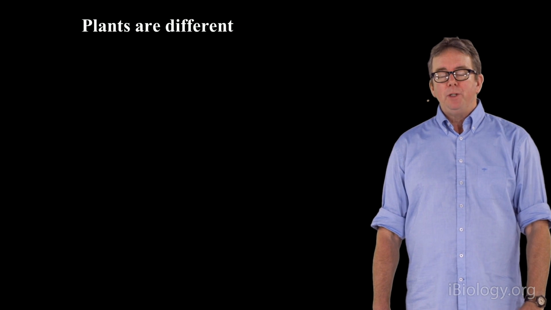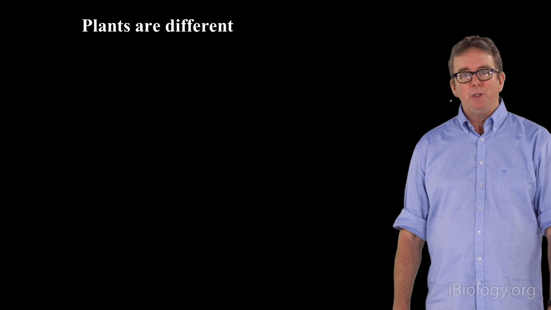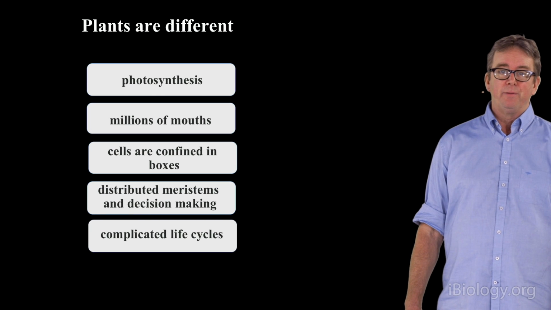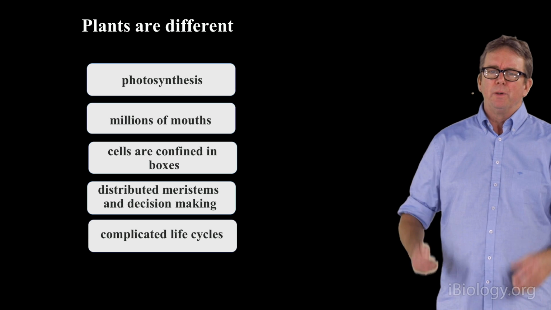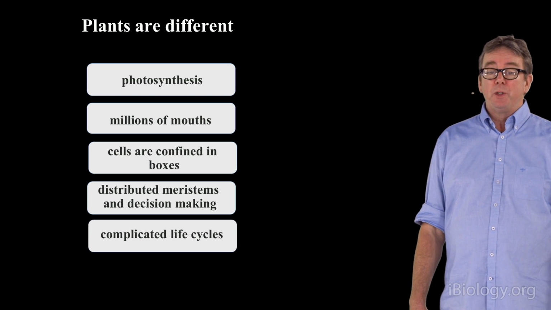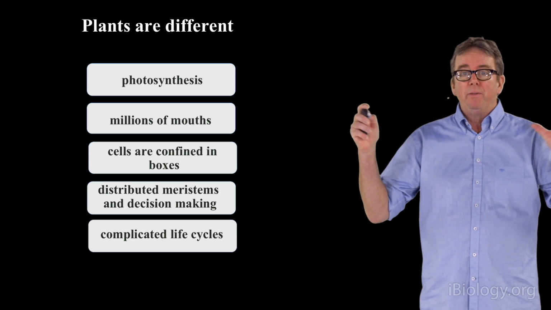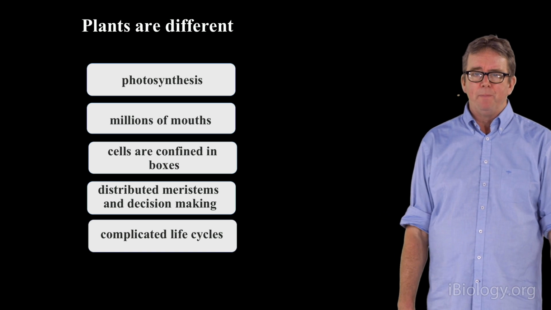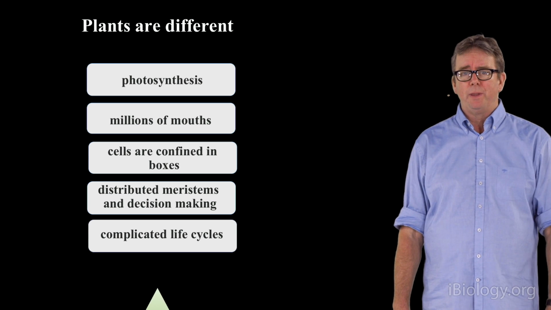So if you take a course in plant physiology and you study plants in a botany department, you learn that plants are different. They have all sorts of traits that make them different from animals. They can photosynthesize. They have lots of mouths, all these stomata over the surface of their leaves that allow them to take in CO2 and fix it. Their cells are confined in wooden little boxes. They have many meristems throughout, both above ground and below ground, and as a consequence, their decision process is distributed throughout the organism. And they have very complicated life cycles with lots of complicated jargon that goes along with it.